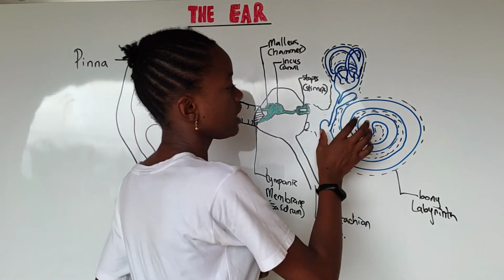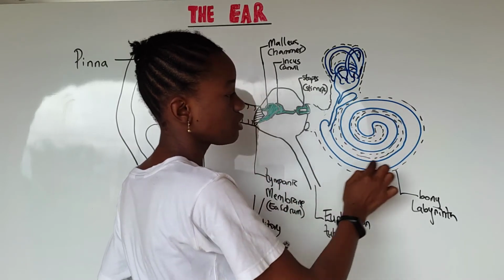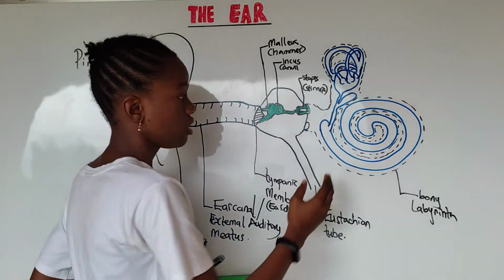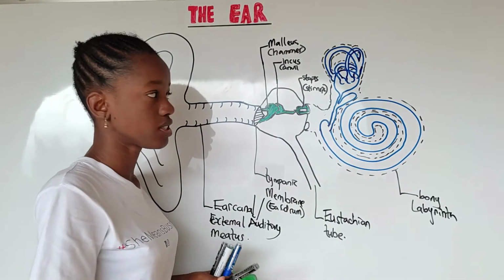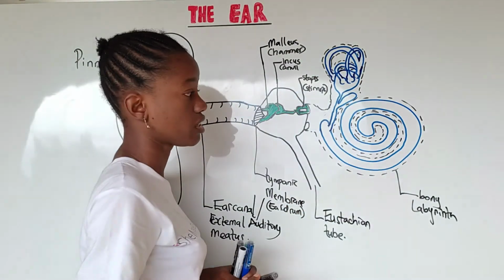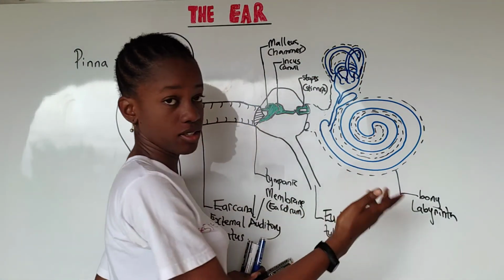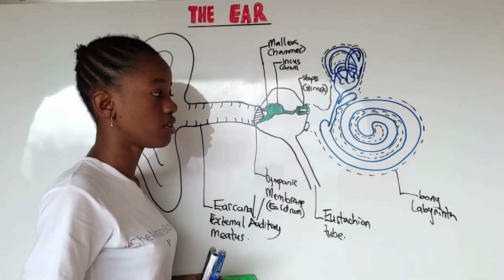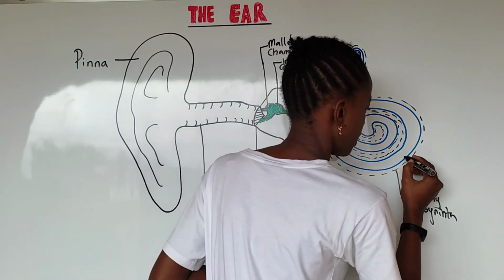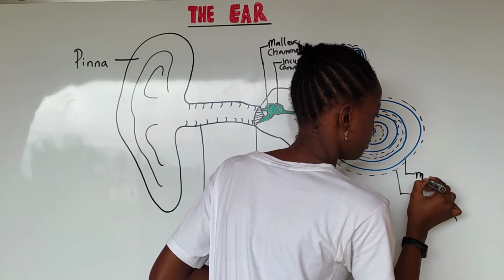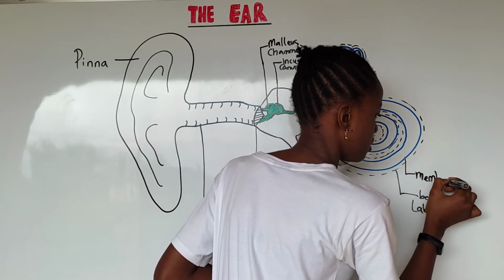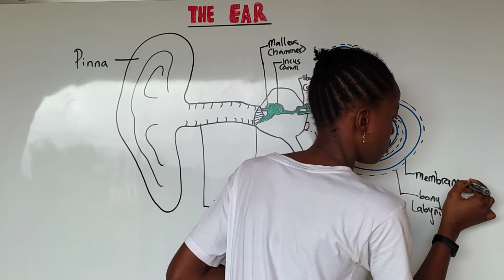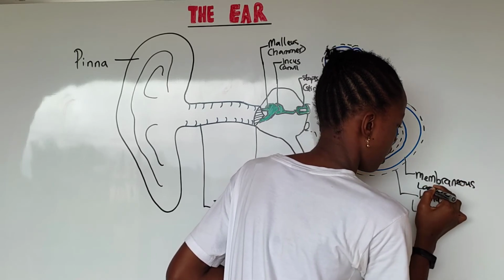Then we have the inner one, the one drawn in blue that I drew before. Okay, we can see there are still pathways and canals that are a bit complicated, but it's not bony like this one, the outer covering. So we are going to call it membranous labyrinth. Okay? Membranous labyrinth.